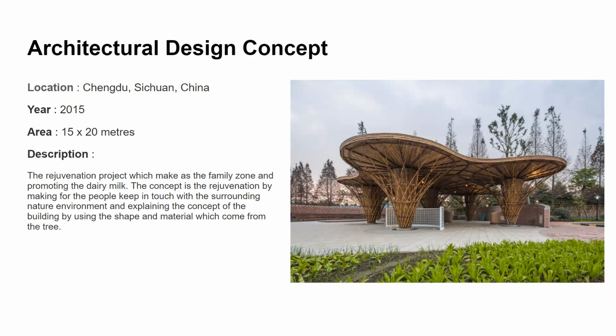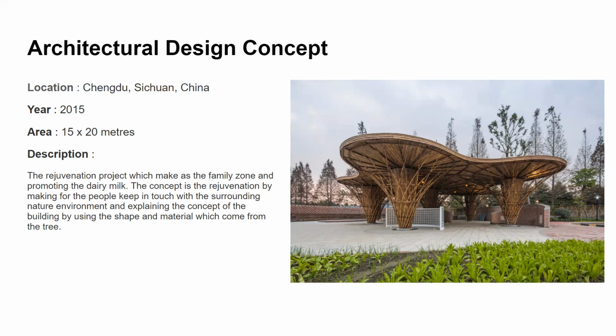Okay, let's start with the architectural design concept. This building is called the Bamboo Garden. It's located in Chengdu, China. It was constructed in 2015 and the area is approximately 300 square meters. It is a rejuvenation project which makes a family zone and promotes dairy milk.